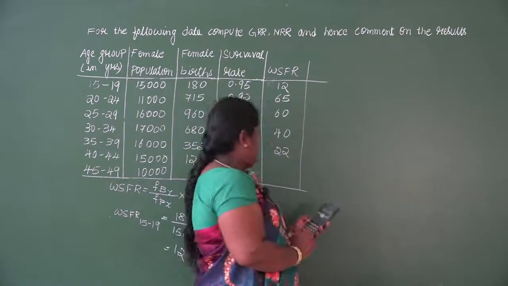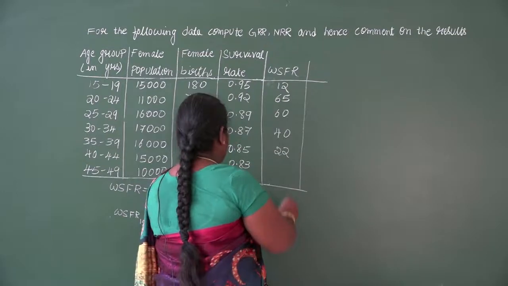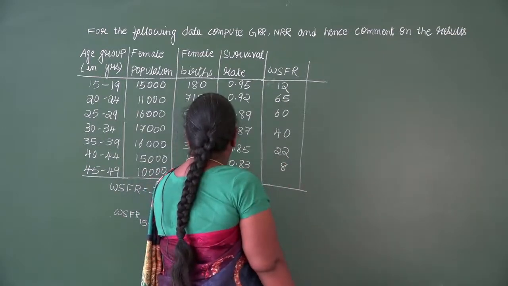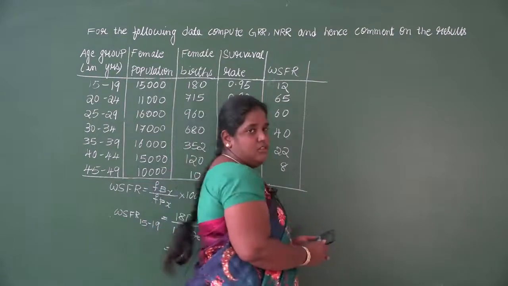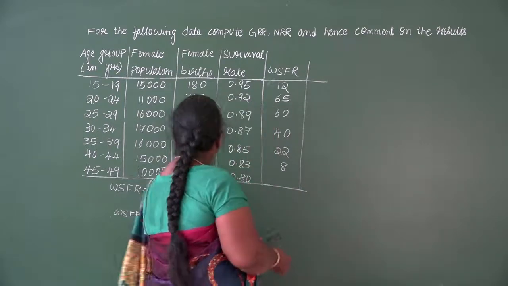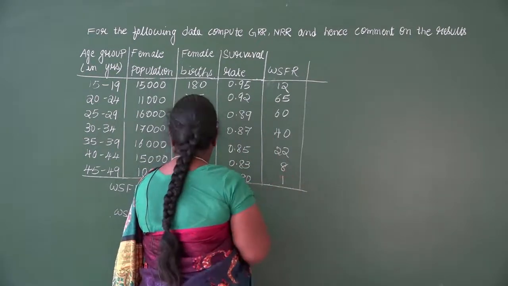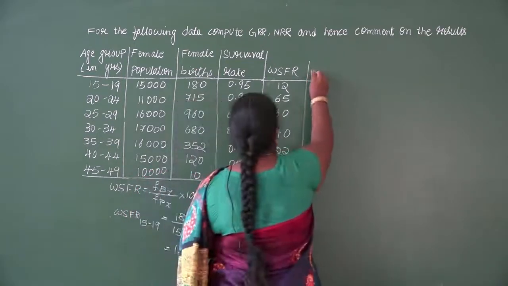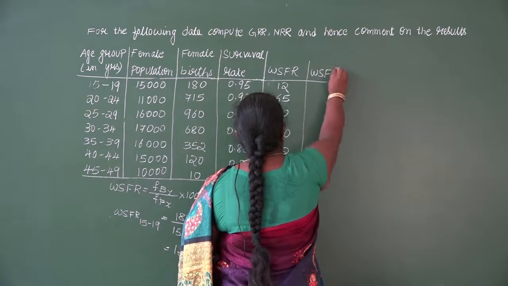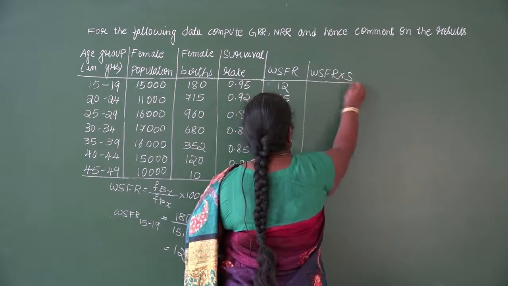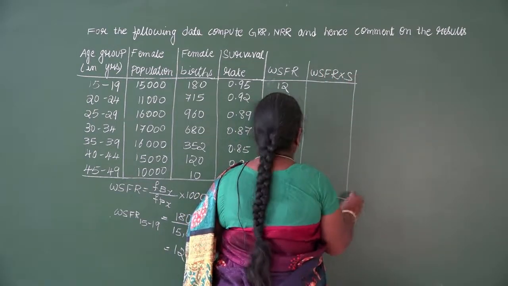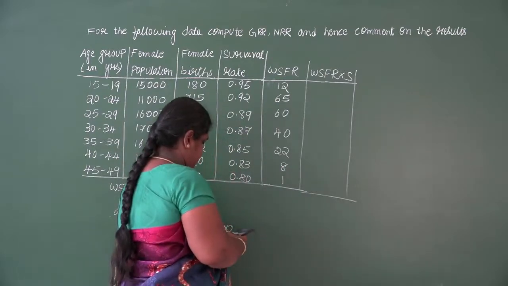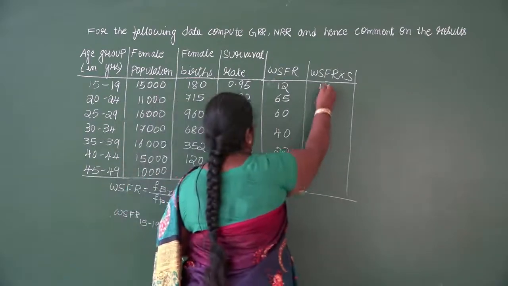120 divided by 15,000 into 1000, 8. Then 10 divided by 10,000 into 1000, 1. Then multiply WSFR and S. So the first one is 12 into 0.95. We'll get 11.4.